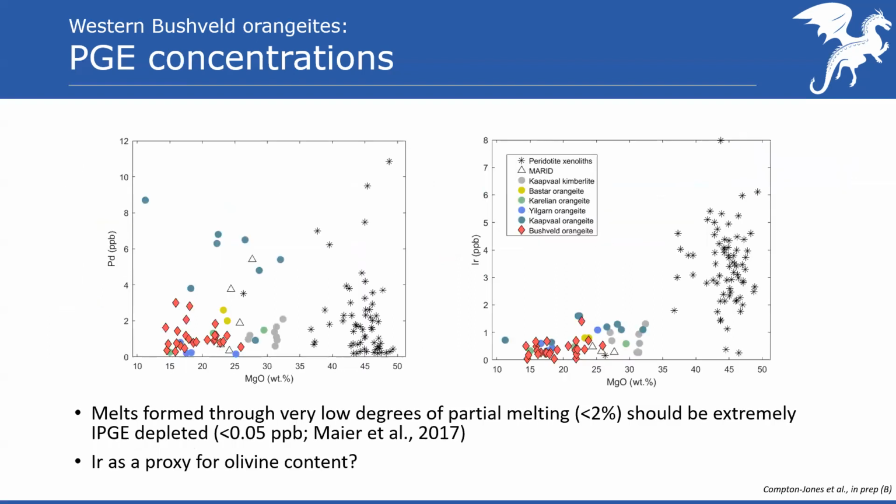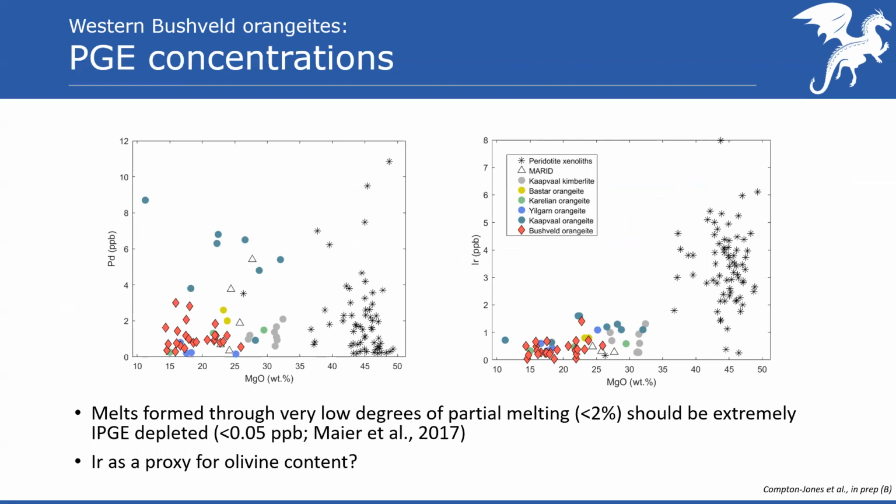So these rocks are formed by very low degrees of partial melting. We're talking probably less than 2% fractional melting, and rocks of this melting of this lower degrees are very unlikely to entrain, to obviously exhaust any sulfide in the source. And we don't see a huge amount of iridium in these rocks, as you can see on the plot on the right. It's basically under 1 ppb.